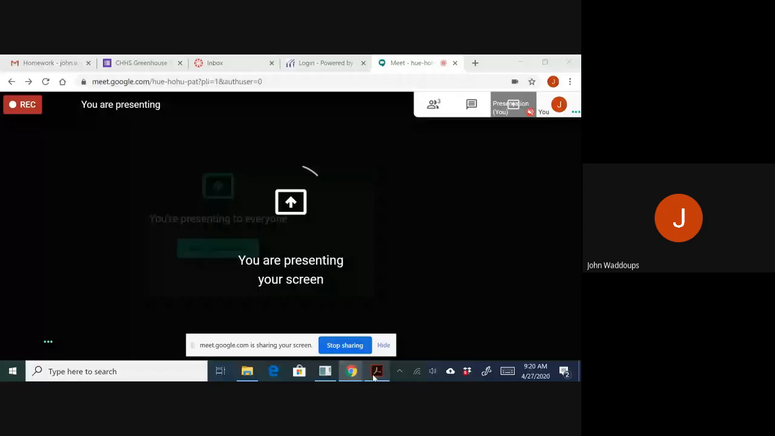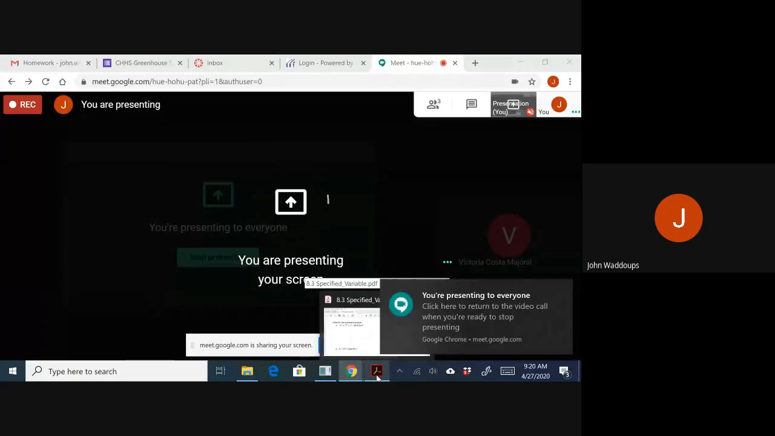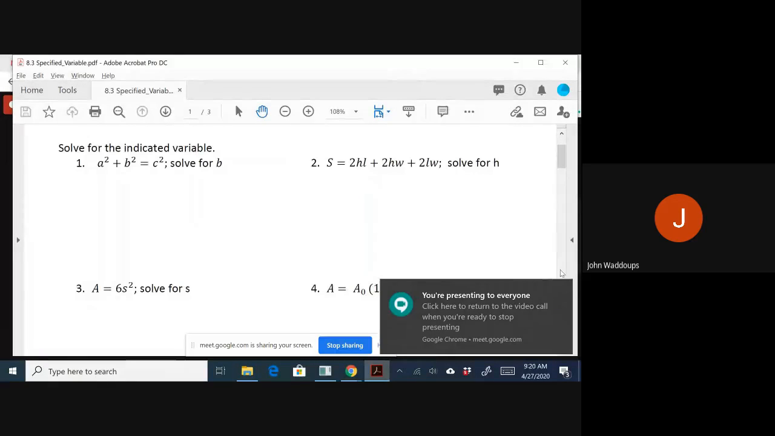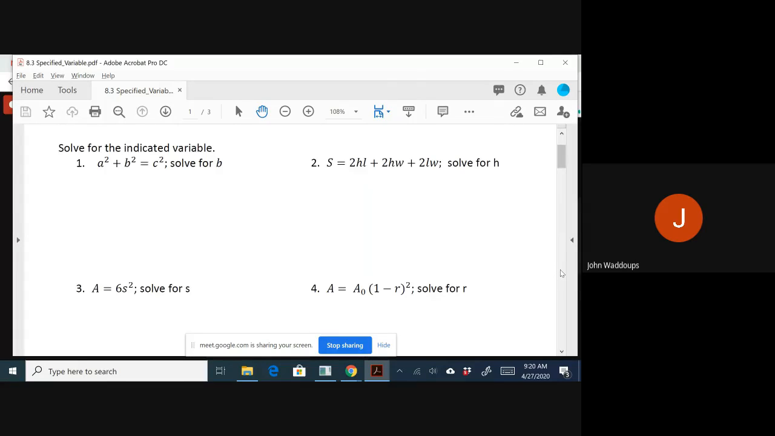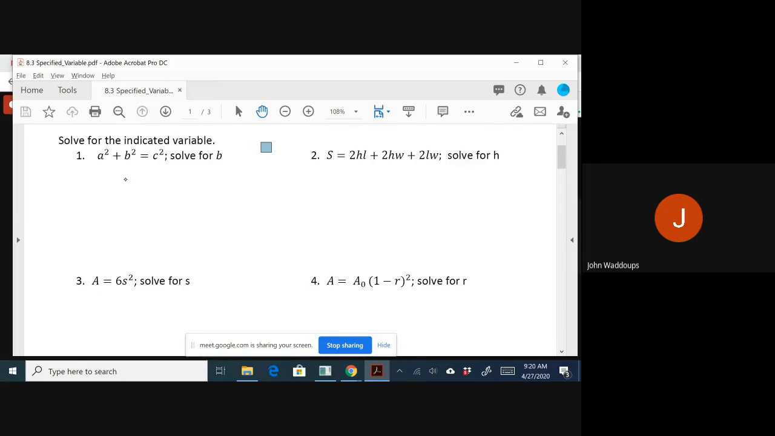Okay, so I'm going to look at a few questions from homework 8.3. So if we look at number 1, for example, we've got a squared plus b squared equals c squared, and we're supposed to solve for b, which means that we need to get b alone.